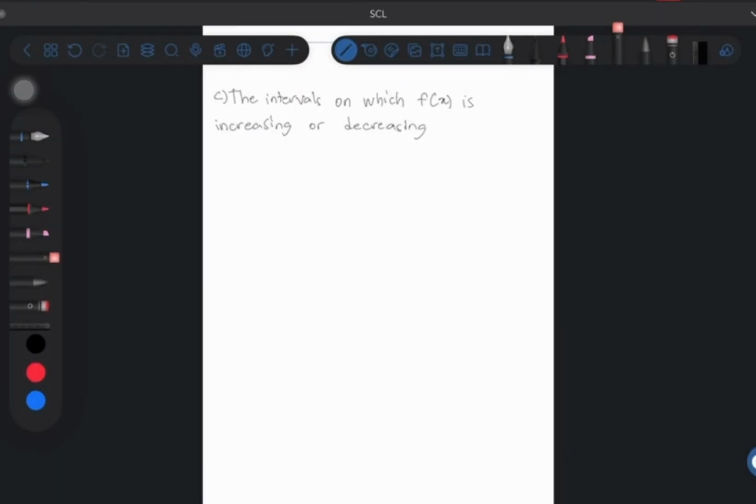So in question C, the interval on which f(x) is increasing or decreasing. As we already went through in question A, the critical numbers are x equals -2, 1, and -1/2. The first step to determine which interval is increasing or decreasing is to write the interval for each critical number.